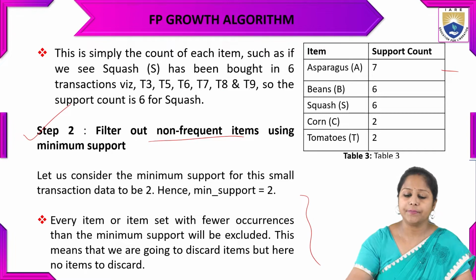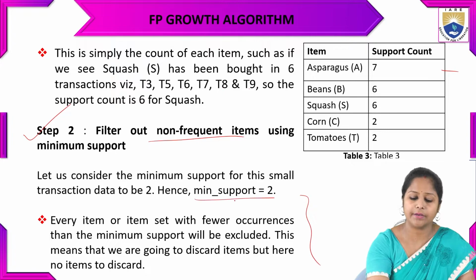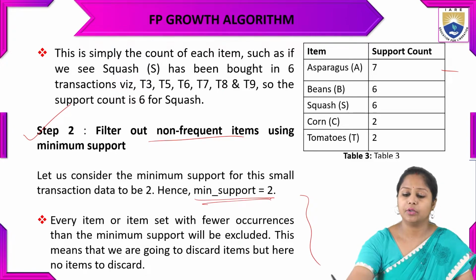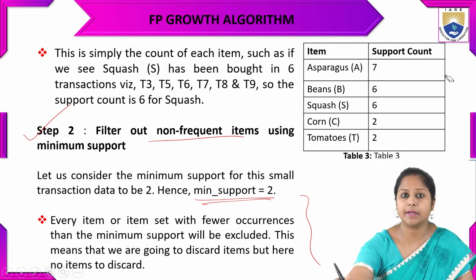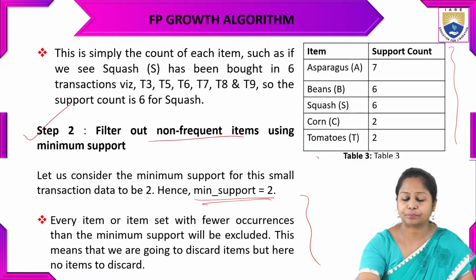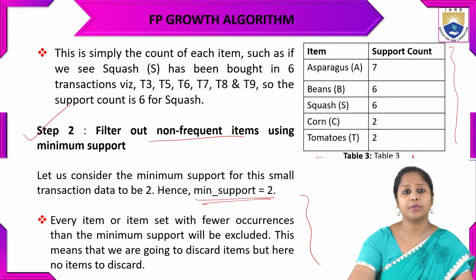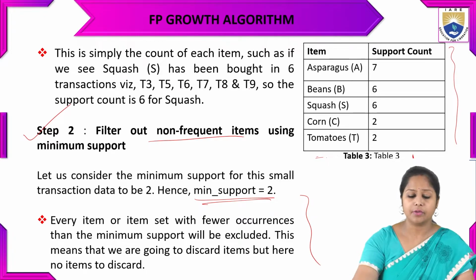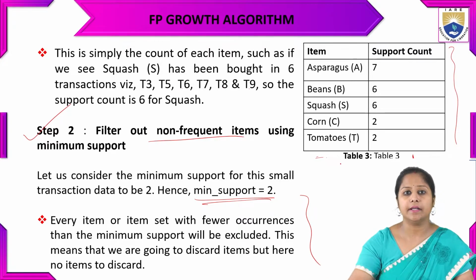Why so? Because we have set the minimum support as 2. So this table, which is table 3, has been recreated. But if there were an item such as French bean that has support count 1, we would have to discard it from that new table. Because no item has a support count less than the minimum support threshold of 2, we keep the same table as it is for the next step.